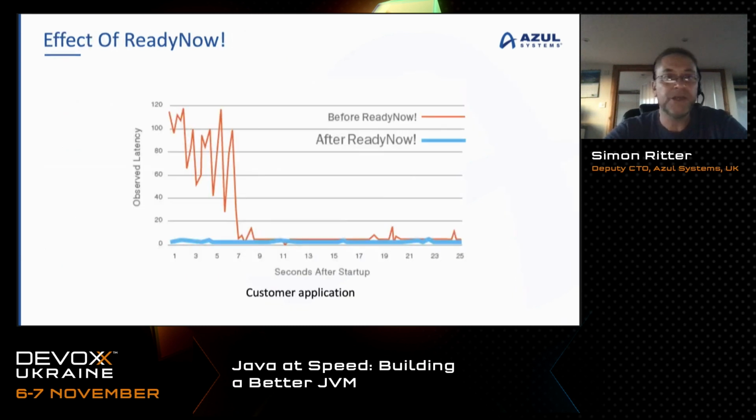Effect of that, again, looking at the latency associated with an application. In terms of the orange line here, this is before using ReadyNow, so we can see the warm-up where we're doing compilation, de-optimisations, recompilation, and so on until we get to our steady state performance. And then if we use ReadyNow, we've got the blue line at the bottom, which shows us a nice flat line where we don't have any latency because we don't have to do that compilation. We've already done it, and we've got all our methods ready to run.